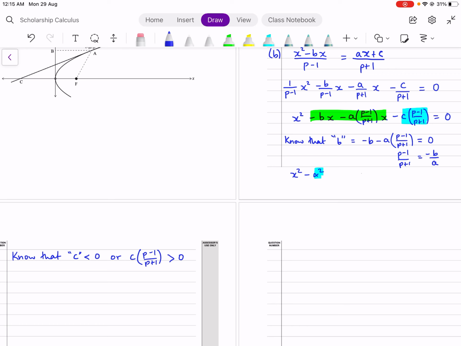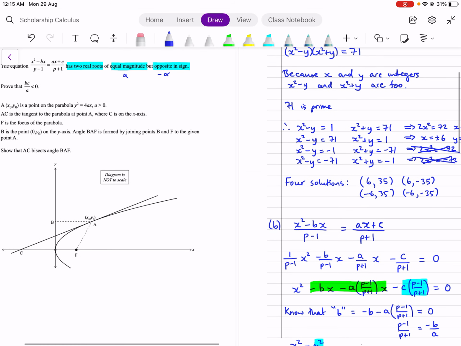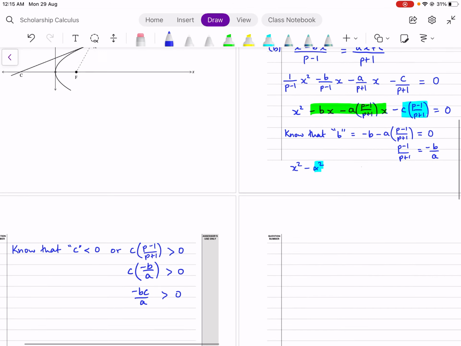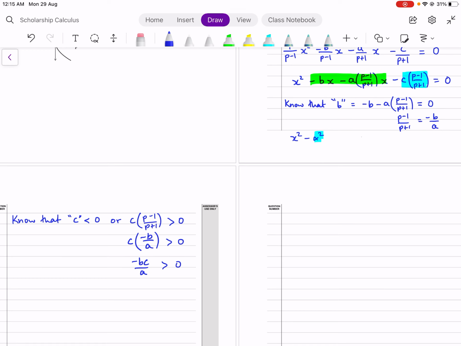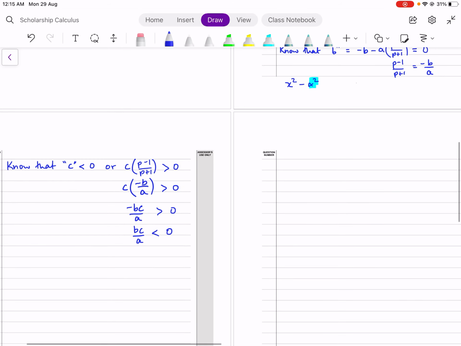Okay, and notice that the (p minus 1) over (p plus 1) term from earlier is there. c times minus b over a is greater than 0. That's how we get rid of the p's. We've got minus bc over a is greater than 0. And what are we trying to prove? bc over a is less than 0. Well, I just divide by minus 1. When I do that, my inequality flips around. And proof done. Box. Smiley face.